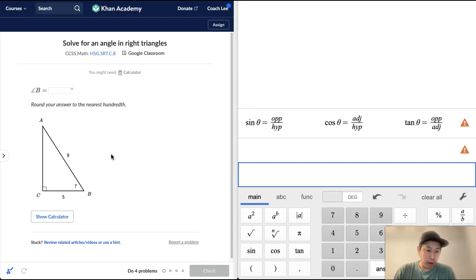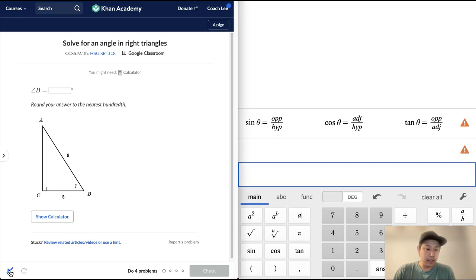All right, so let's look at this problem. We want to solve for angle B, the angle measure of B, which is labeled by this question mark. We can label the sides of this triangle based off this reference angle. If we're trying to solve for an angle, that should be our reference angle. There are three possible sides: opposite, hypotenuse, or adjacent.